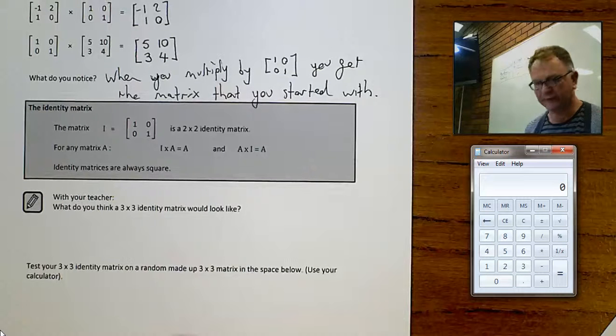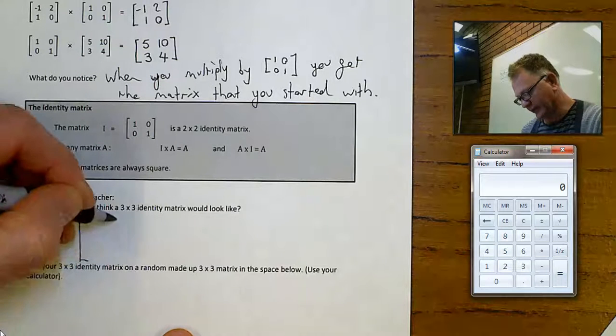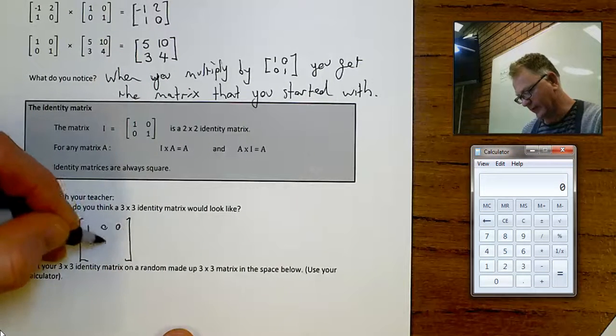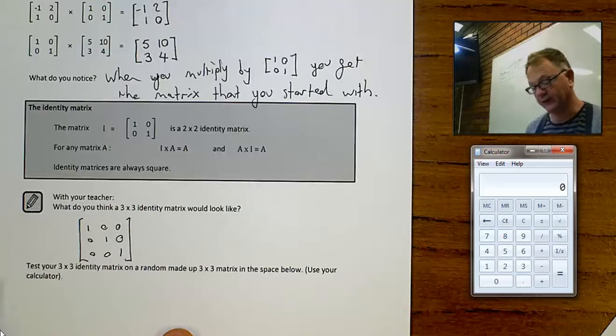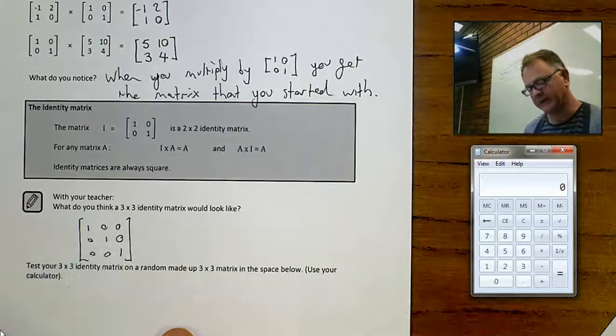What do you think a 3 by 3 identity matrix should look like? Well, here's a 2 by 2. I wonder if you were thinking this: 1, 0, 0, 0, 1, 0, 0, 0, 1. Now the important thing is that it's a square matrix and it's got all zeros except for a line of ones down that main diagonal.